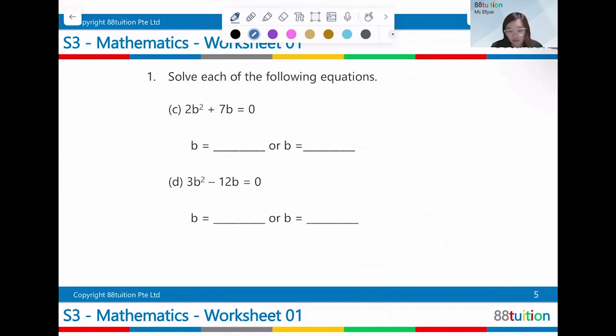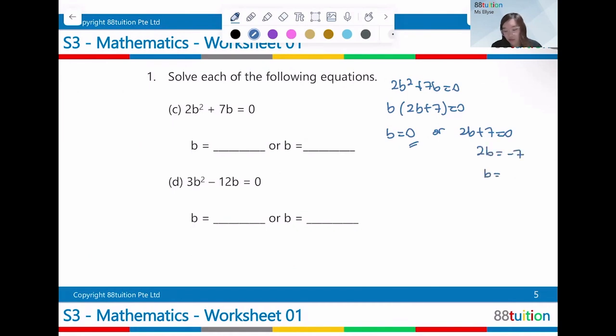Okay, then after that, you have this part C here. Part C will still be the factorization method, but you'll see that I can take out b, and what is left behind will be 2b plus 7 equals 0. So no worries, just go ahead with it. So b equals 0 or 2b plus 7 equals 0. So b equals 0 is your first answer. Then you have another answer here, which will be a fraction already. Eventually this will be -3.5. So these are both of your answers here.